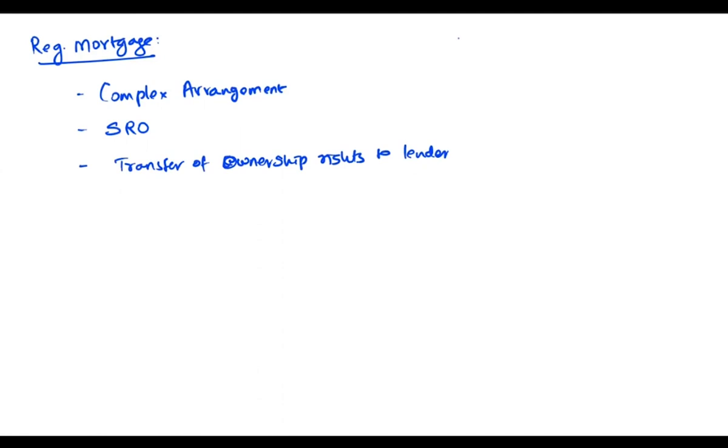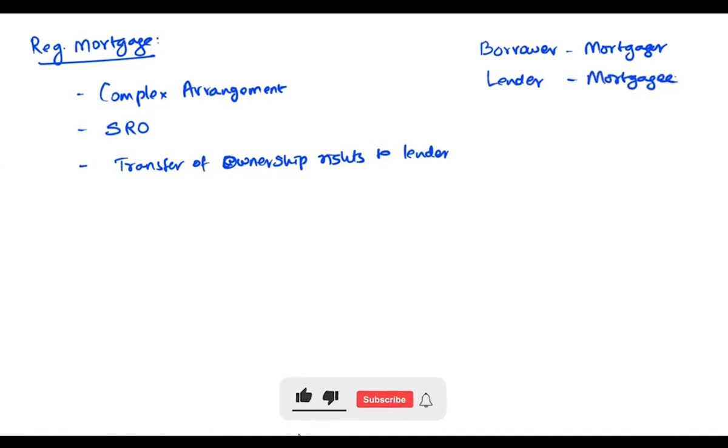This registered mortgage is basically a complex arrangement. Here, whatever the mortgage you create, that should be registered with sub-registrar office. And in this mortgage arrangement, the borrower will be transferring the full ownership rights of the property to the lender. It means in the event of default, this mortgagee, that is lender, here borrower is called as mortgager and lender is called as mortgagee. And in the event of default, this mortgagee can enforce his right to sale. It means in the event of default, lender can dispose the property in any manner what they deem fit, and it means lender has more rights than a simple mortgage.